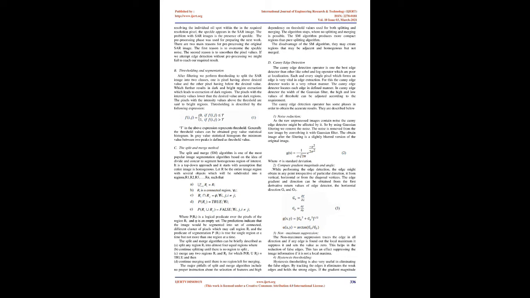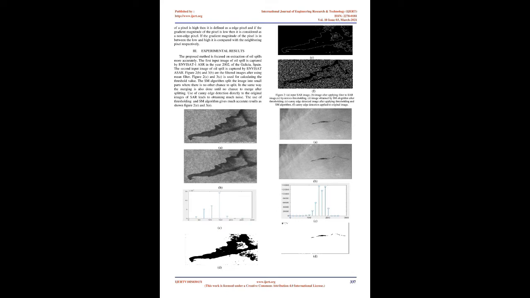The split and merge method. The split and merge, SM, algorithm is one of the most popular image segmentation algorithms, based on the idea of divide and conquer, to segment homogeneous regions of interest.